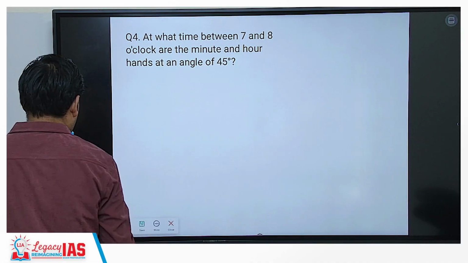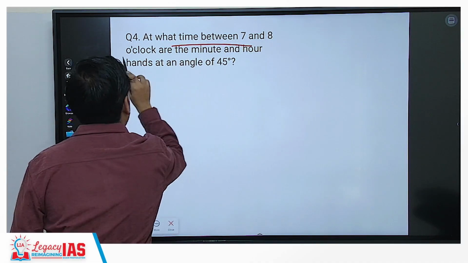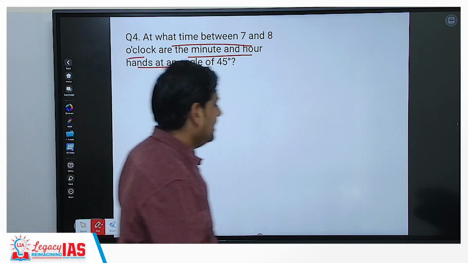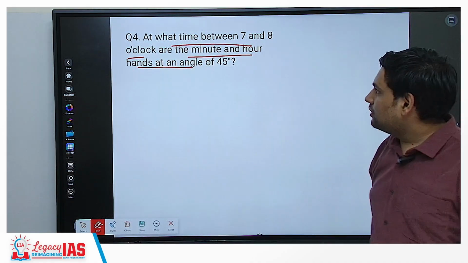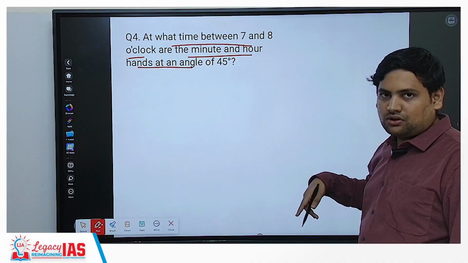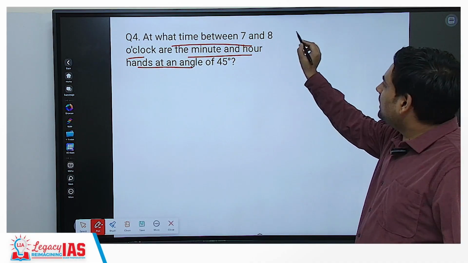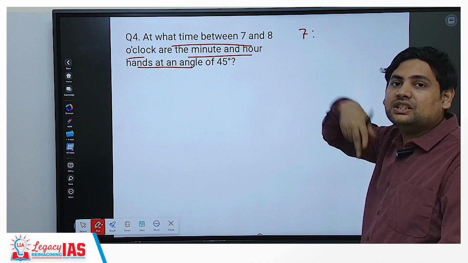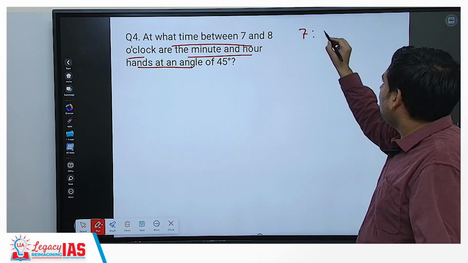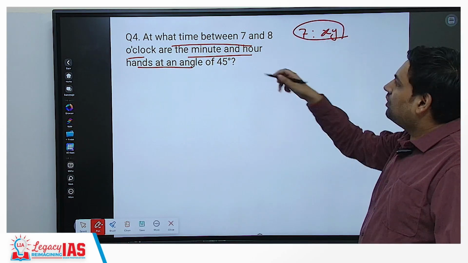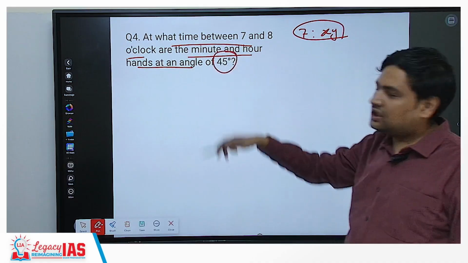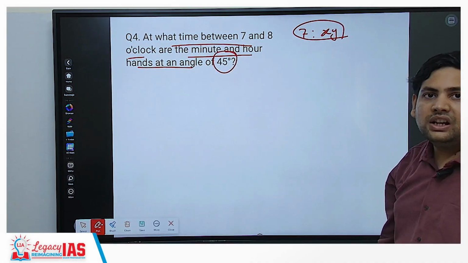At what time between 7 and 8 o'clock are the minute and hour hands at an angle of 45 degrees? So between 7 and 8 o'clock, the time will look like 7:10, 7:15, 7:50, 7:55, 7:59. That is 7xy. Now, what you need to find? The angle between them is given to be 45 degrees. You need to find the times.